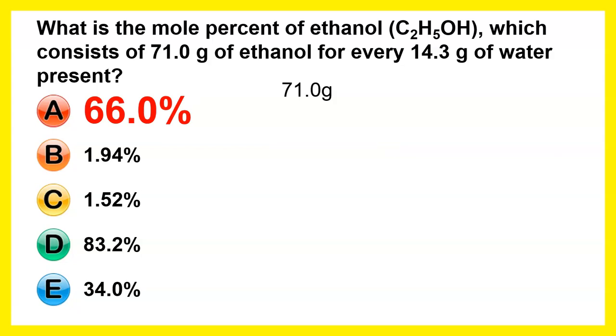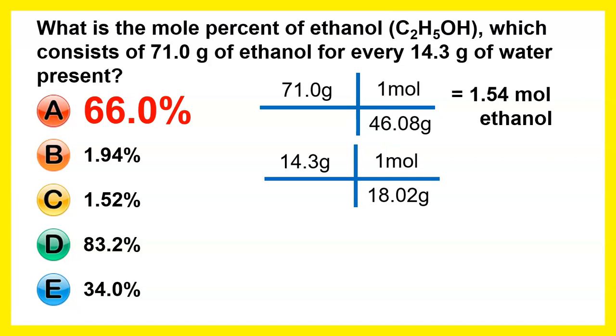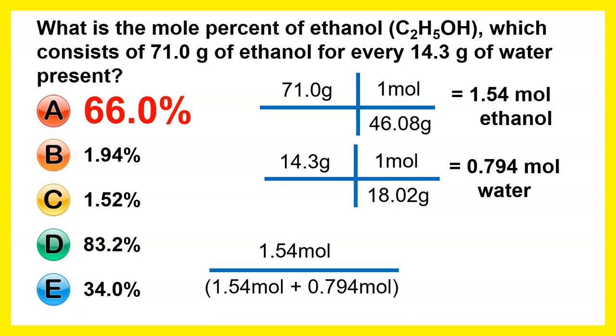So let's take 71 grams of ethanol. Let's use the molar mass, and we will convert and find out how many moles we have. Now let's convert grams of water into moles of water. And because we're interested in the percent of ethanol, that's going to go on the top. And it's the sum of both numbers on the bottom, right? So I'm going to add those together, and I get my final answer.